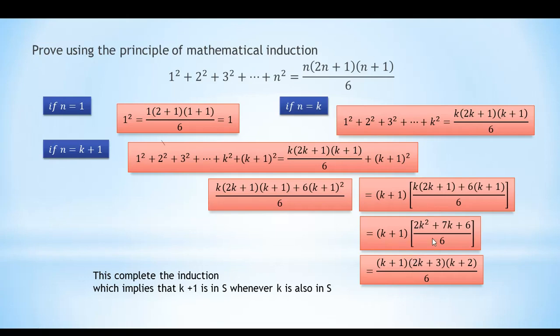And then we factor the inner part of the equation. We have 2k squared plus 7k plus 6, which is (2k plus 3)(k plus 2) over 6. So this completes the induction, which implies that k plus 1 is in S whenever k is also in S.